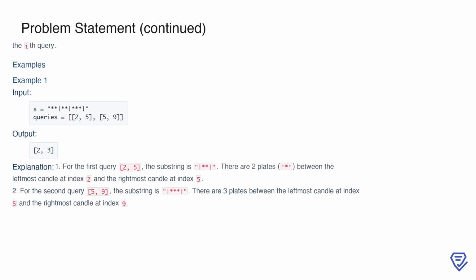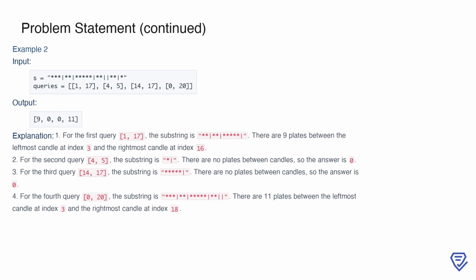For the second query, the range 5, 9 gives a substring of plates. Here, there are three plates between the leftmost candle at index 5 and the rightmost candle at index 9. Thus, the output for this query is 3. Combining these results, the output for this input is [2, 3]. Now, let's examine a second example.